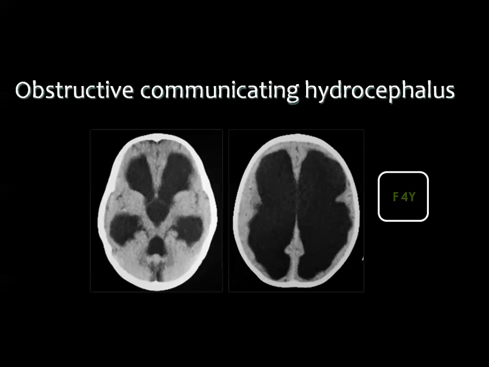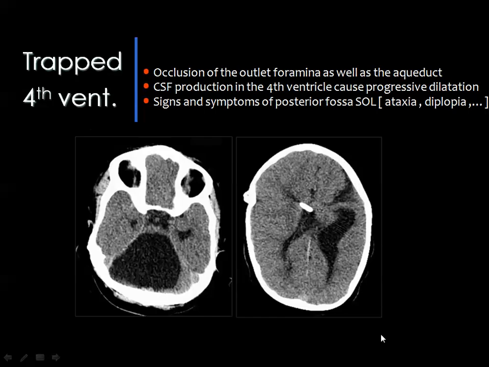Either this patient had a previous attack of meningitis or a previous attack of subarachnoid hemorrhage, for example, and the attack was medically controlled, and the remaining complication in the form of communicating hydrocephalus is still there. And this is an important issue I would like to talk about, which is known as trapped fourth ventricle.